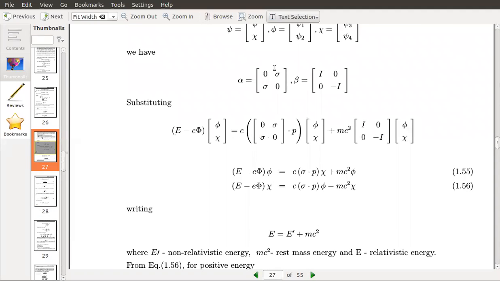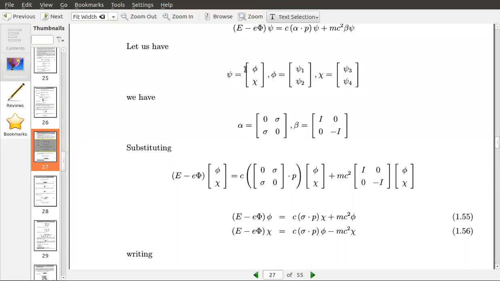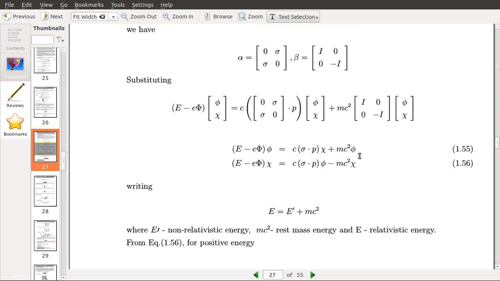So this psi 1, psi 2 means this phi can be taken as the positive energy, spin up and spin down states, and chi can be taken as the negative energy, spin up and spin down states. So phi and chi are the positive and negative energy states with two components. So the total number of components is again 4.